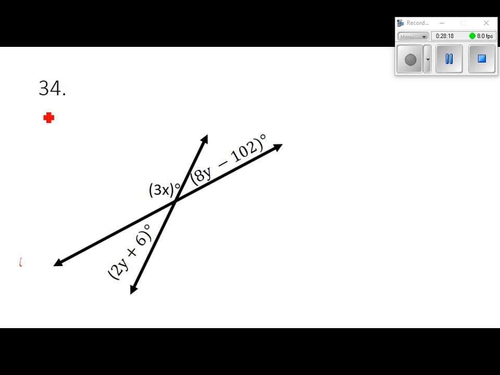8y minus 102 equals 2y plus 6. So this angle equals this angle. How come those two angles are equal to each other? They're vertical angles. They have to be congruent. Write that down on your paper and solve it.